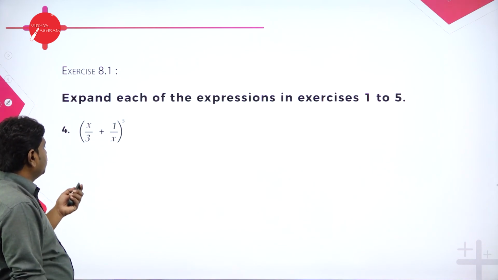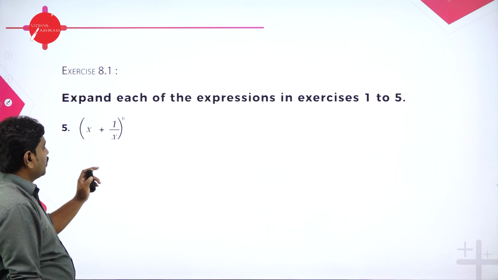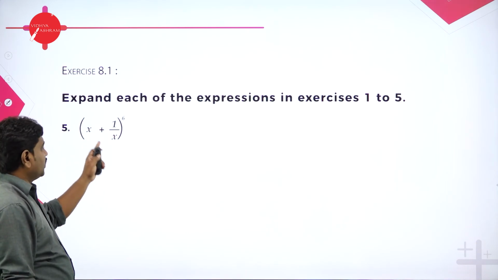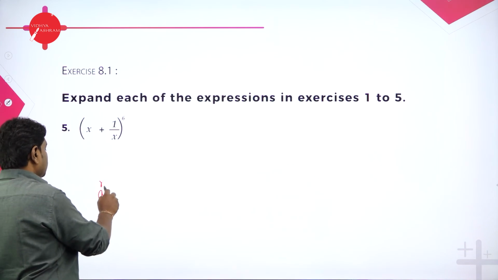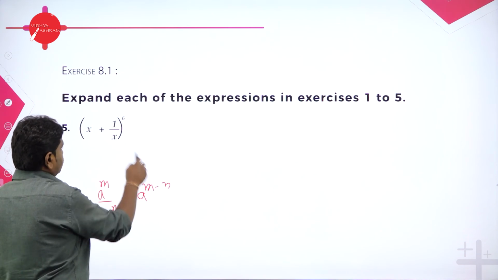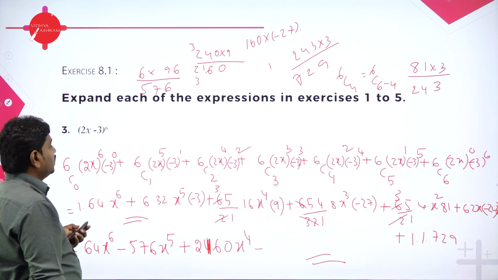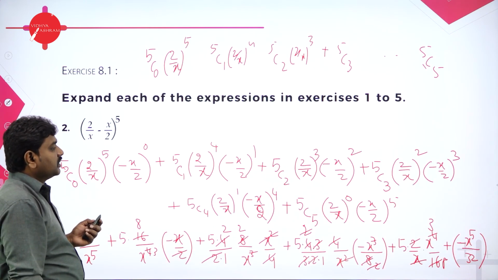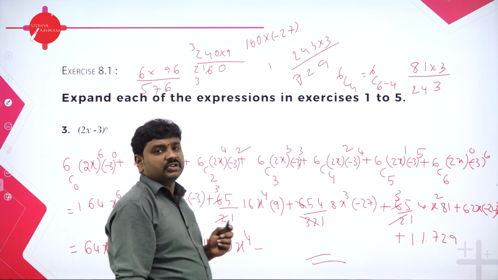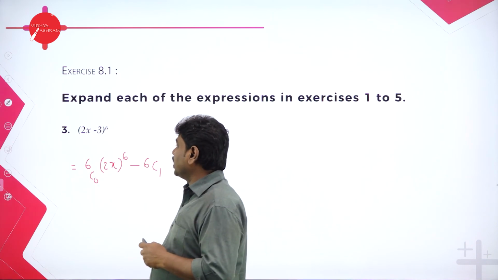All other, fourth problem and fifth problem and sixth problem, all the problems are similar. But here we have to use law of indices. A power m by a power n can be written as a power m minus n to simplify. So this is the binomial expansion. So I've done first two problems completely. Third problem I'm guiding you. Fourth, fifth, sixth are similar. So same method you have to apply and get the answer.